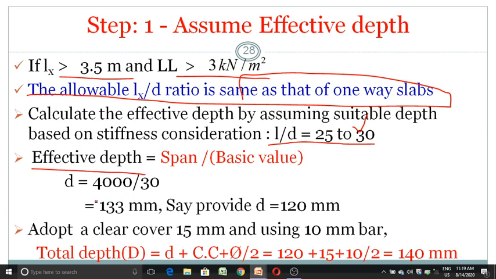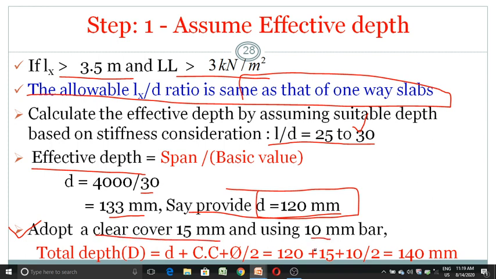It is assumed only. So small d equal to our Lx, which is 4000, divided by our basic value, which I am assuming is 30. From this I will get 133 mm. Say I provide effective depth equal to 120 mm. Based on this you have to calculate the overall depth. For this I am assuming clear cover is 15 mm. I am using 10 mm bars.